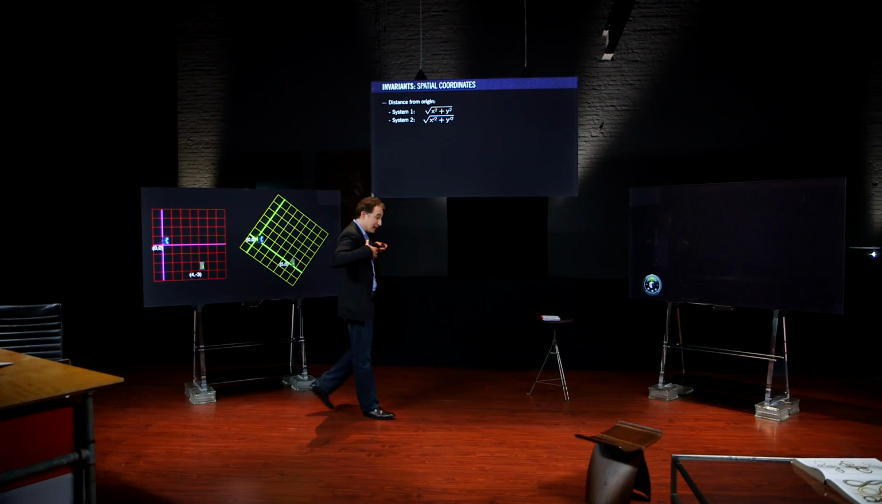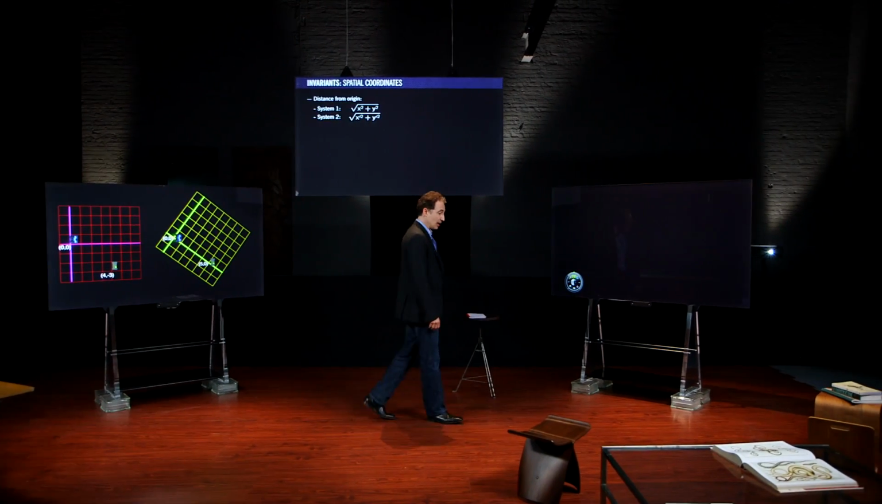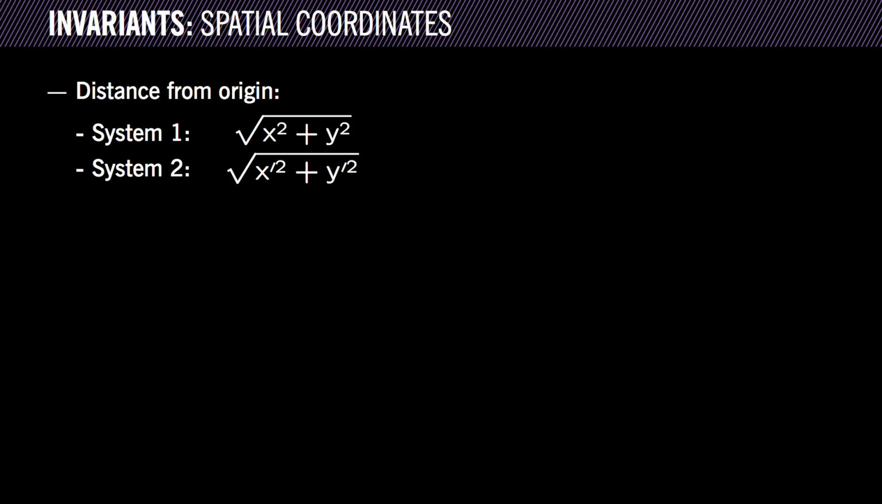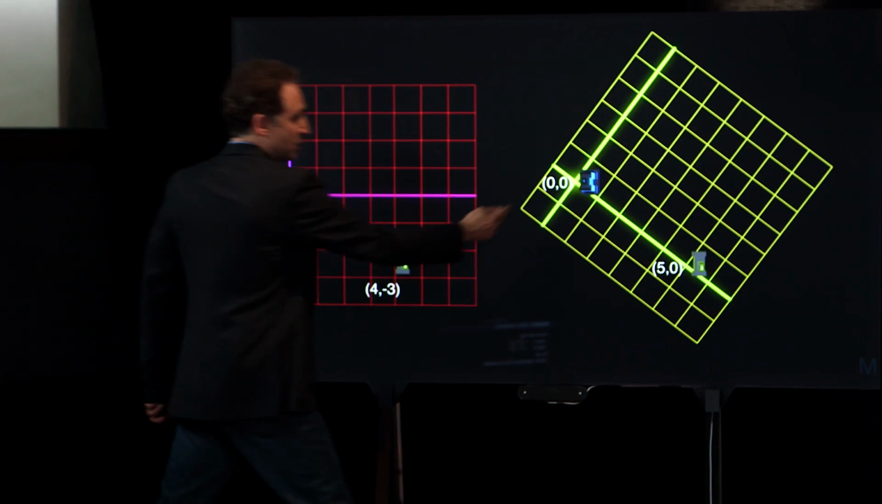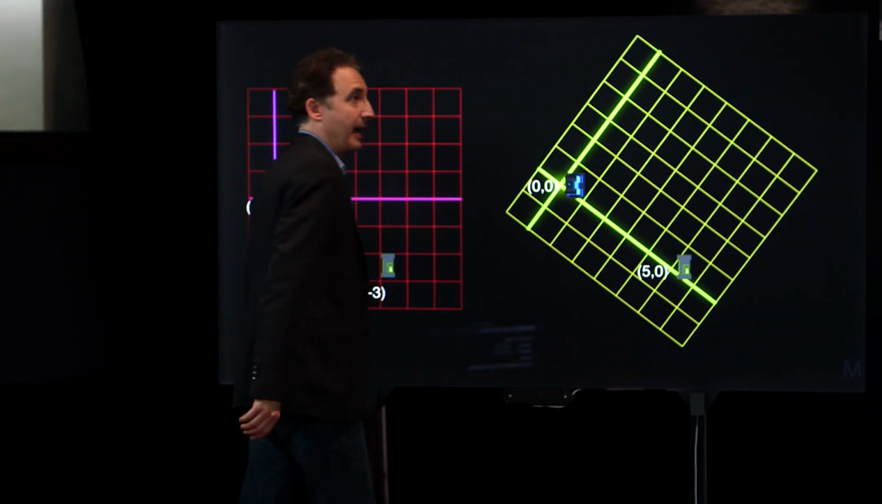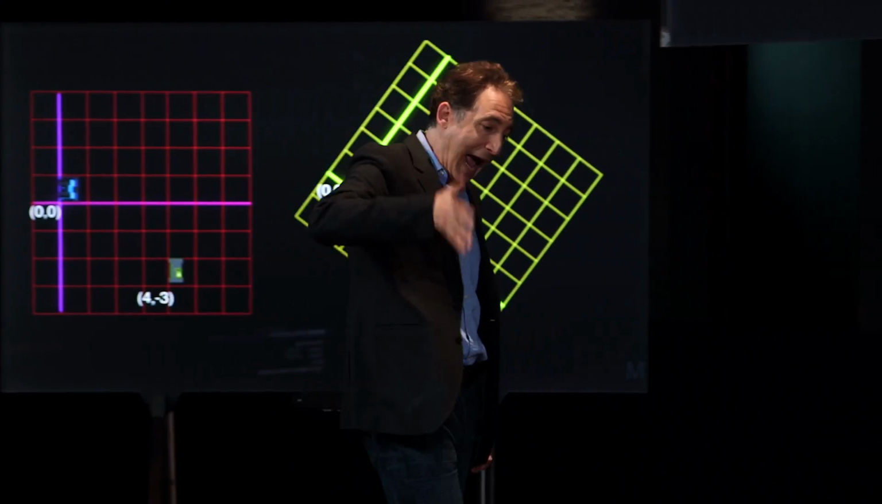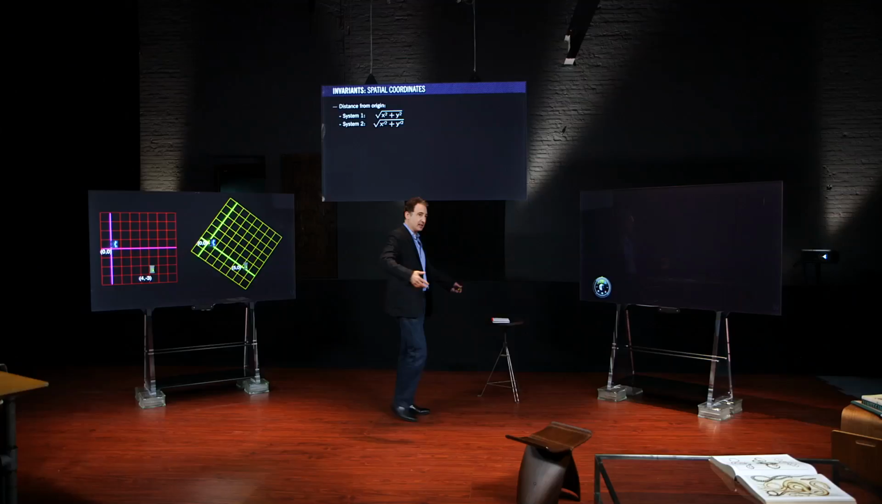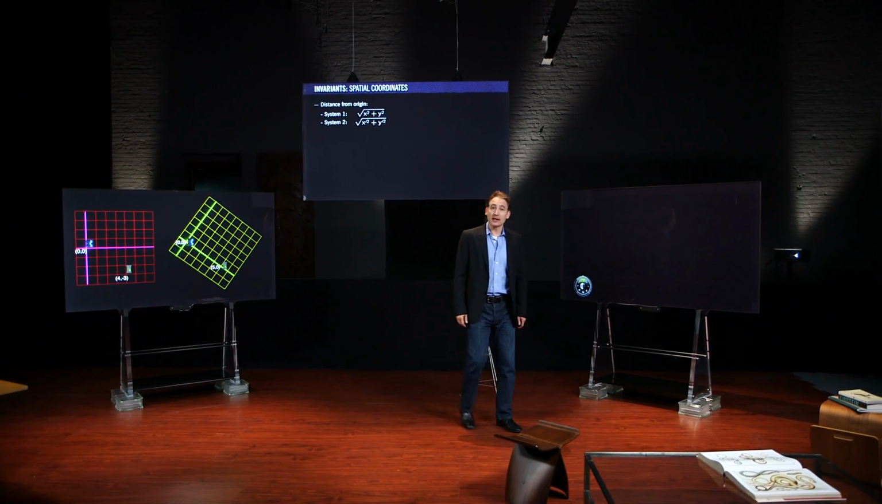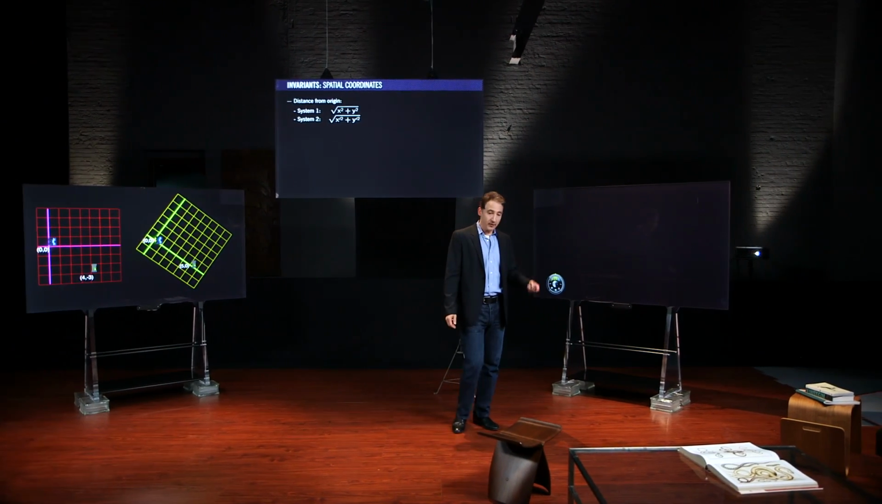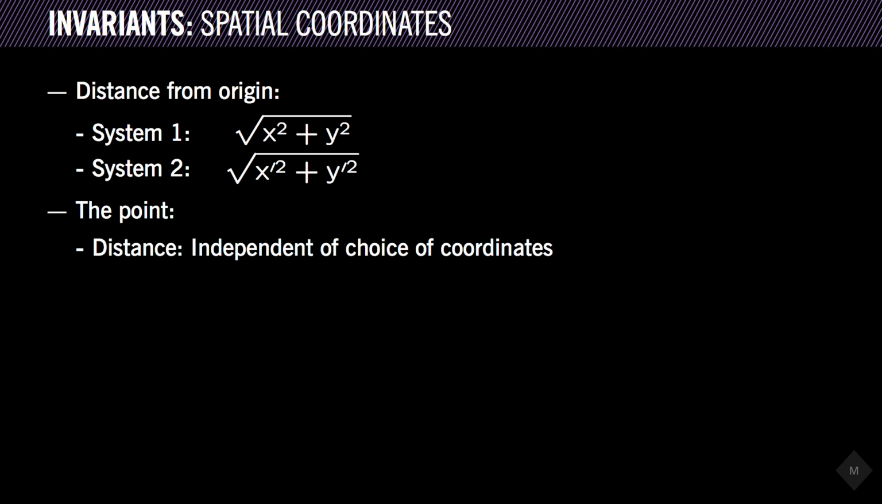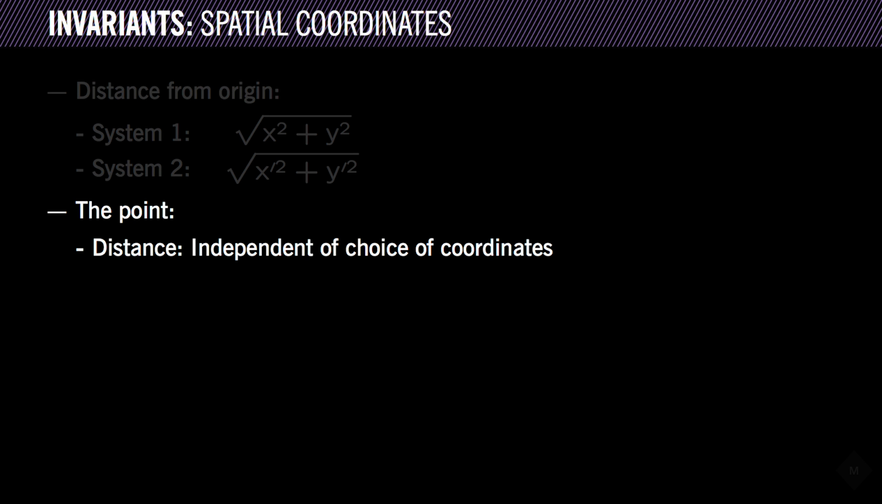It's just the coordinate labels that change. And this particular combination of the coordinate labels is, by the Pythagorean theorem, the distance between these two locations in either system. And therefore, that number has to agree because distance is a coordinate invariant. It doesn't care about the coordinates that you use. Okay, so that's a familiar idea.